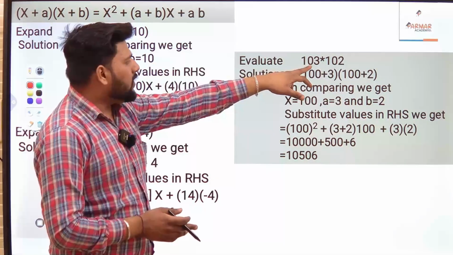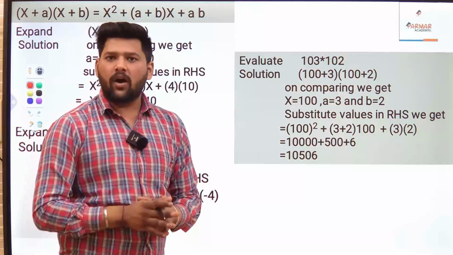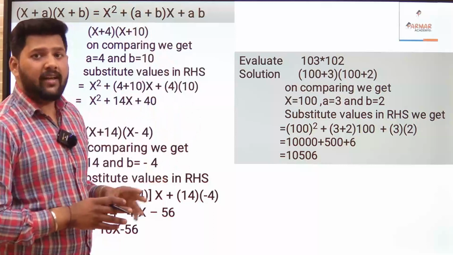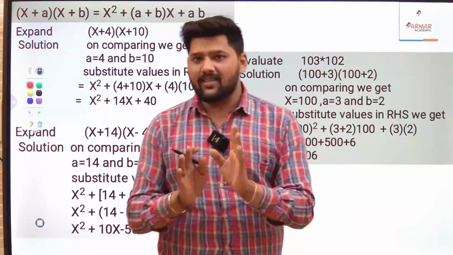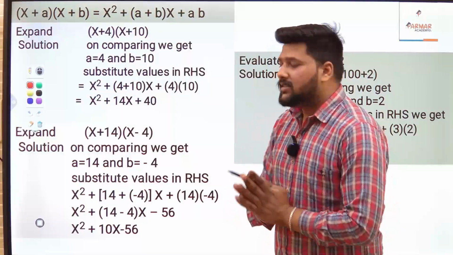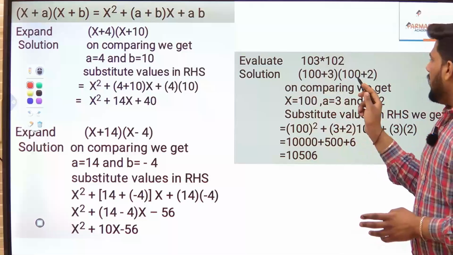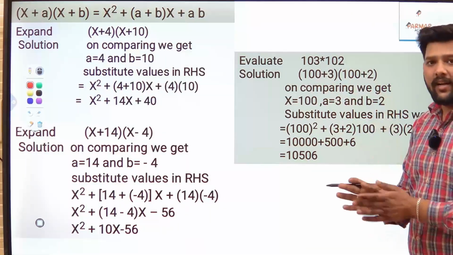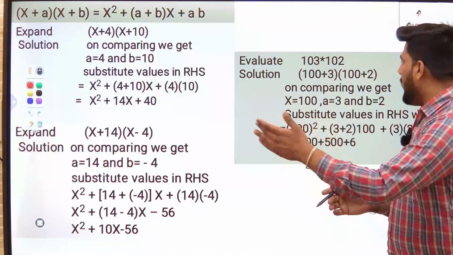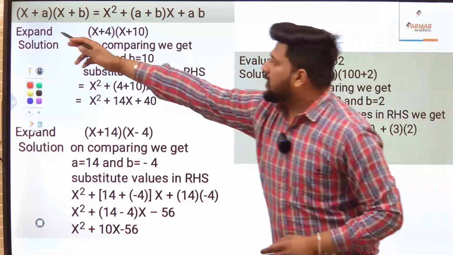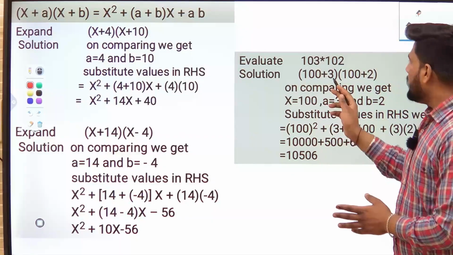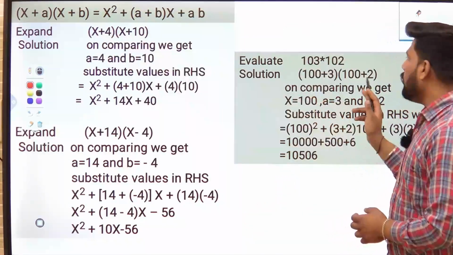Simply I can write 103 as 100 plus 3 and 102 as 100 plus 2. So what is the main condition for this identity? That the first values of both the factors are same. Look here, x and x, both the first values are same. So again here, the first values of both the factors are same, that is 100 and 100. That means this identity is applicable here. Now on comparison I will get 100 in place of x, 3 in place of a, and 2 in place of b.